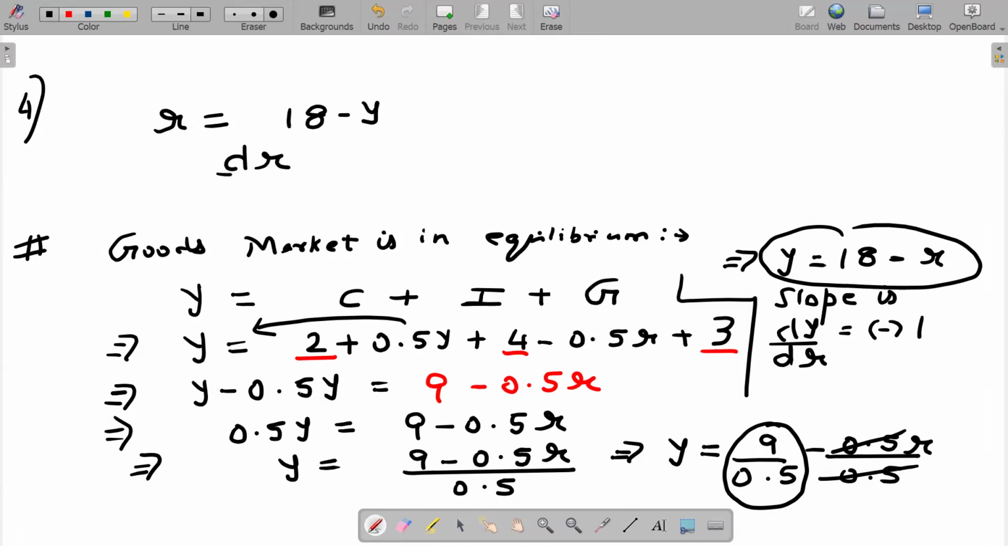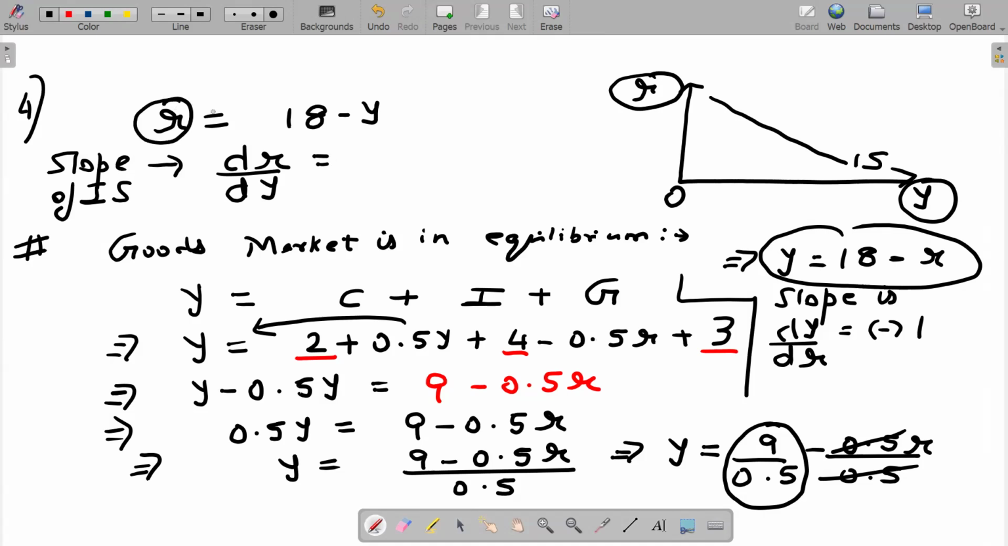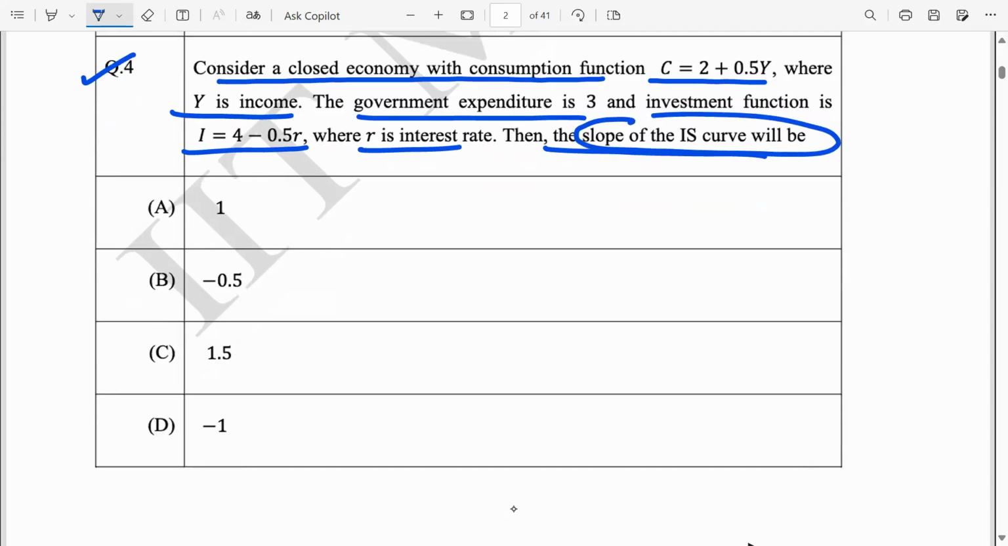So if I do dR over dY, because when we plot the IS curve, students, remember, we have Y on the horizontal axis and the interest rate on the vertical axis, and the IS curve is usually downward sloping. So the slope is nothing but dy over dx. On the y-axis, we are measuring R. On the x-axis, we are measuring income, which is Y. So my slope of the IS curve will actually be dR over dY. If I differentiate R with respect to Y, my answer is minus 1. So if I come back to the question paper, the answer for this question, the slope of the IS curve, will be minus 1. This is the correct answer.